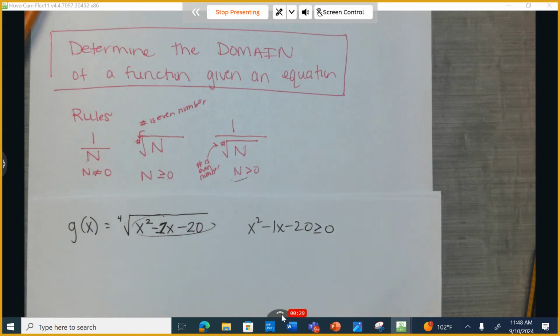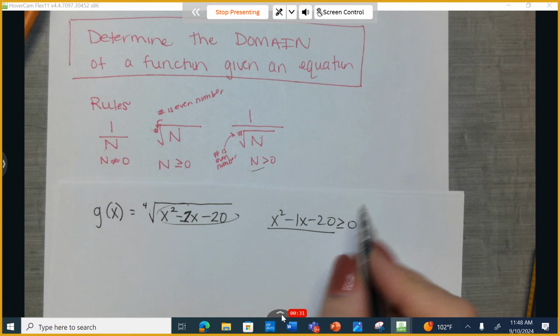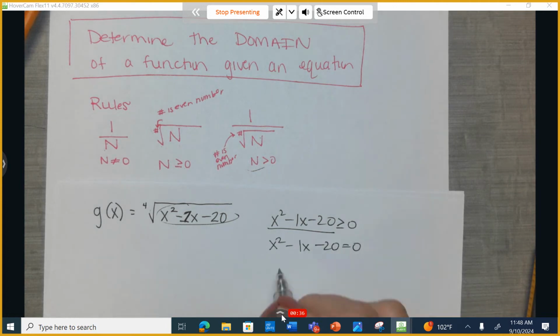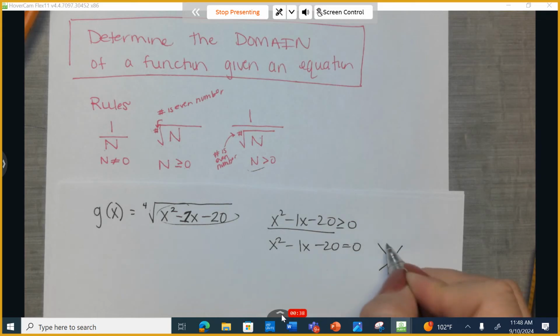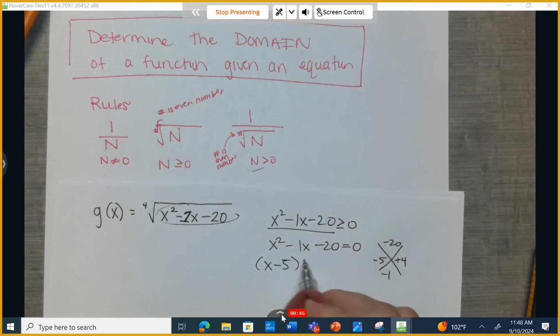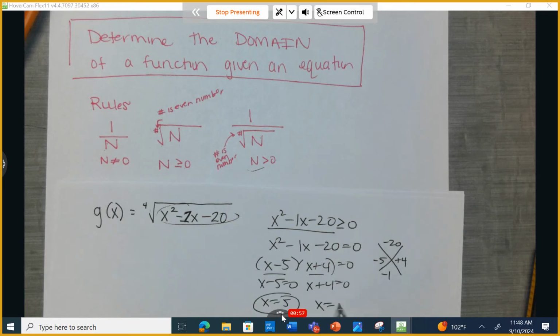Jumping back to Unit 2, I'm going to take this right now and I want to find the hash marks. So x squared minus 1x minus 20, I'm going to set it equal to 0. I'm going to factor. What multiplies to equal negative 20 and combines to equal negative 1 would be negative 5 and positive 4. So in factored form, x minus 5 and x plus 4 equals 0. I'm going to set each one of these factors equal to 0 and I'm going to solve. And in doing so, I end up with an answer of positive 5 and an answer of negative 4.